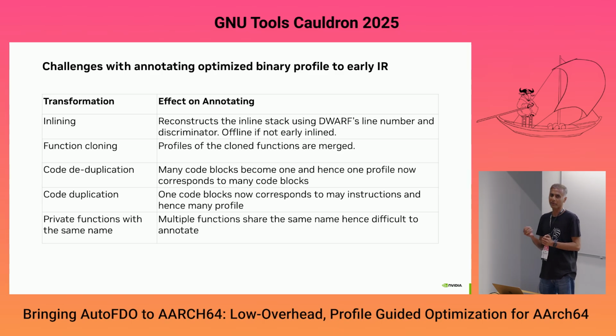Similarly, loop unrolling or vectorization is not handled right now. The other thing is, if you have multiple private functions with the same name, there are going to be multiple profiles for those functions, and we don't currently differentiate between them. There's a patch done by Drew that also adds the source file name to the profile so that we can differentiate those functions and annotate them. So yeah, these are some of the challenges that we have.